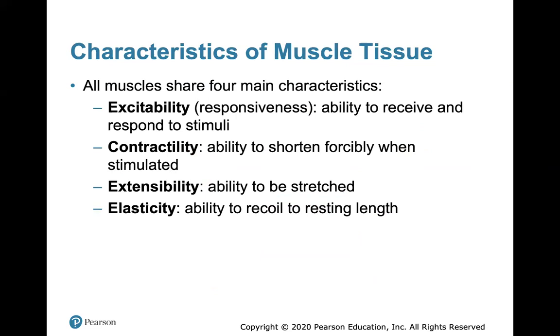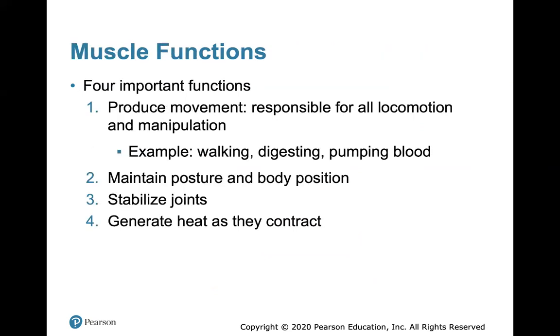All muscles share four main characteristics. They're excitable, meaning they can respond to stimuli. Contractility means they can shorten forcibly when stimulated. Extensibility means the ability to be stretched. And elasticity means their ability to recoil to resting length.